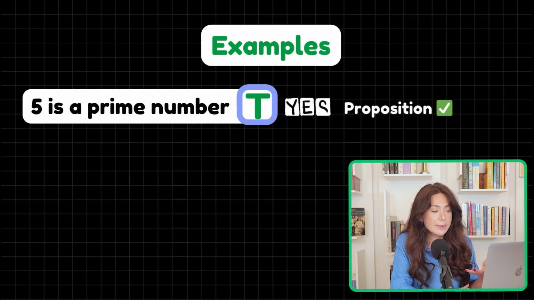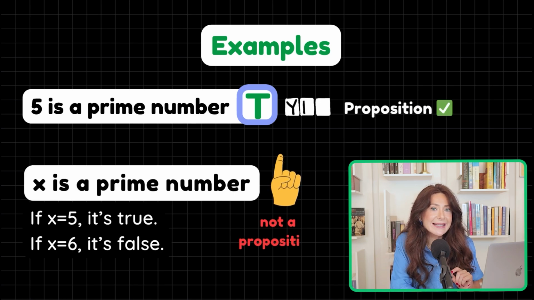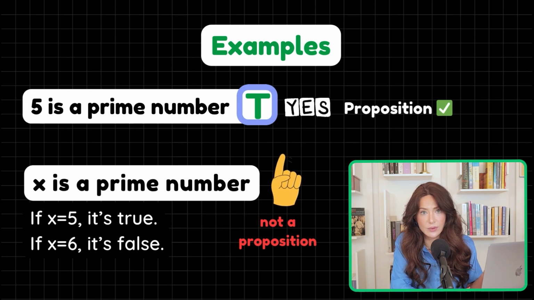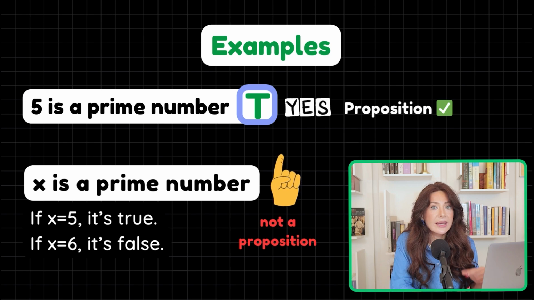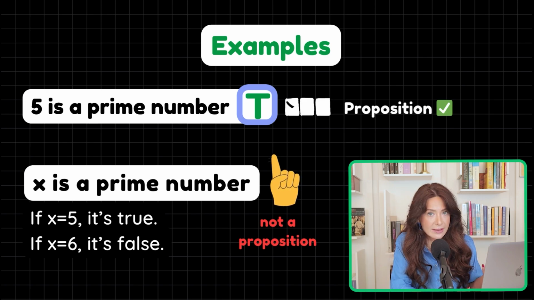Not only is it true, but it's a proposition because it's either true or false. However, "X is a prime number" is not a proposition because it depends on the choice of X. If I set X equal to 5, then it's correct. If I set X equal to 6, then it's not. It's context or variable or unknown dependent. X is an unknown here. So therefore, this is not a proposition.